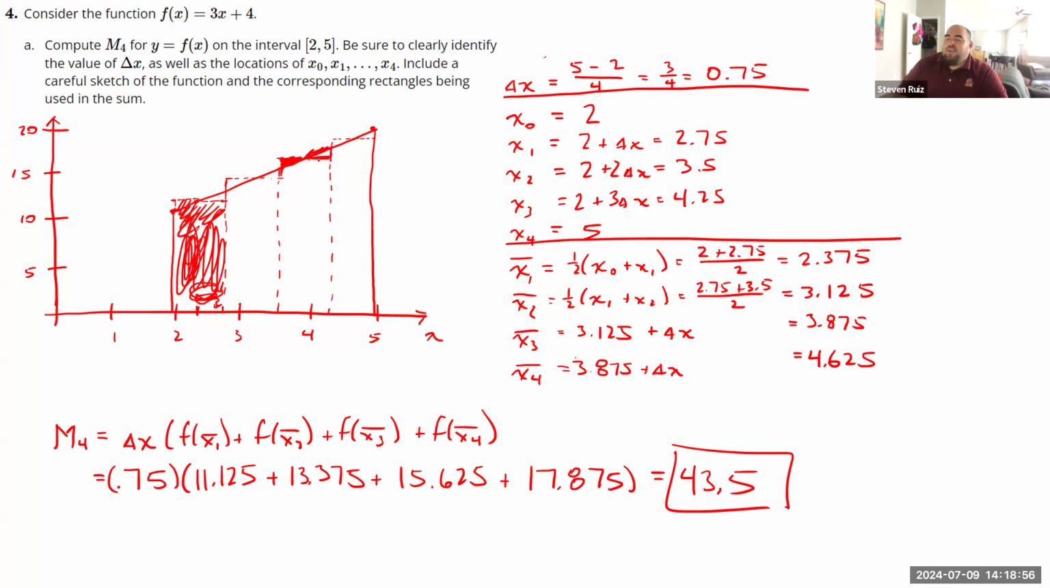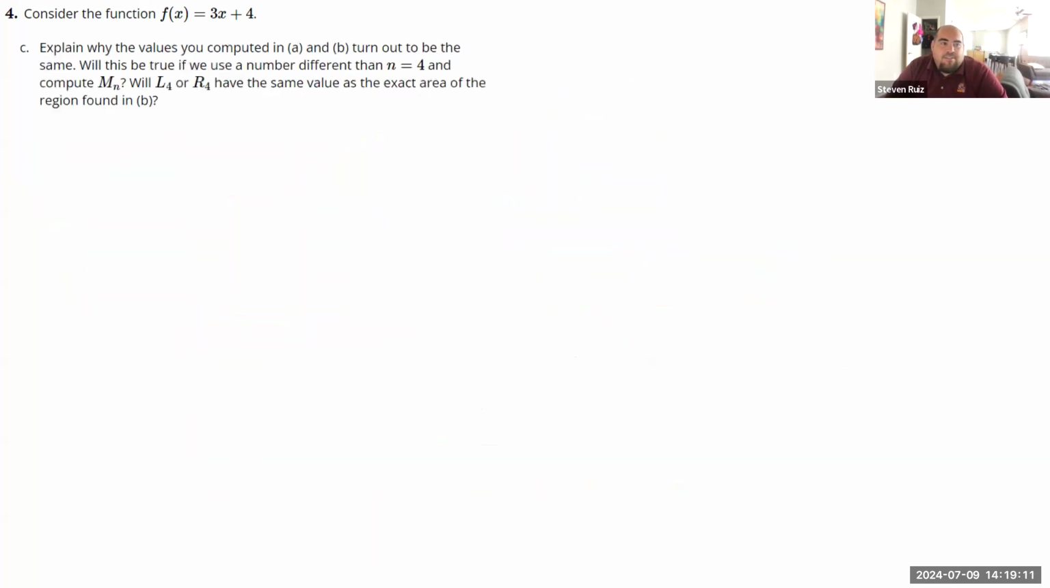And because we have a straight line here, those areas are going to be identical. So basically in every single subinterval, I have an overestimate and an underestimate that are exactly the same size. They're going to cancel each other out. So because of that, that's why those areas turn out to be the same.